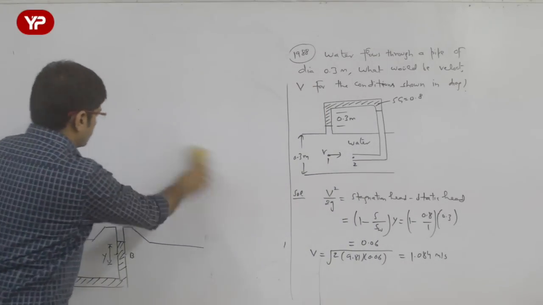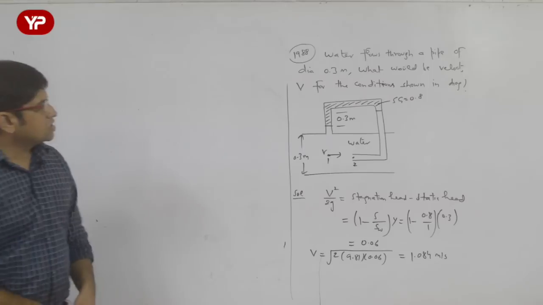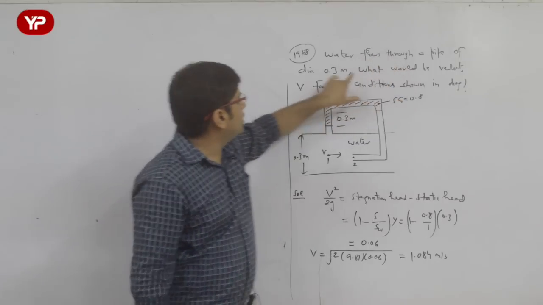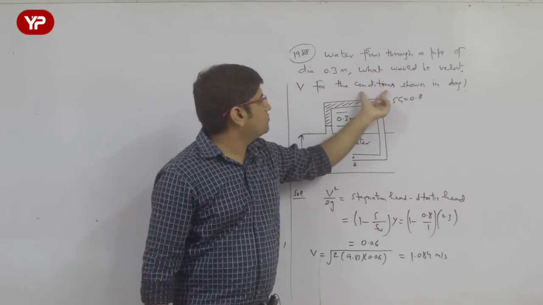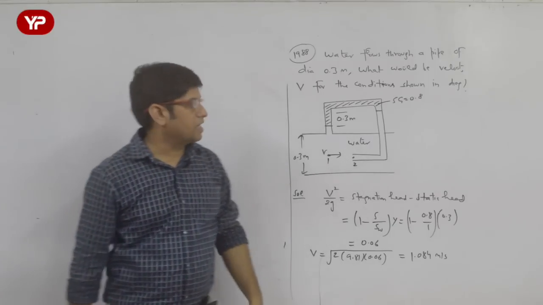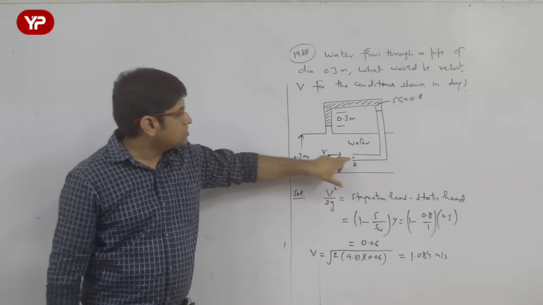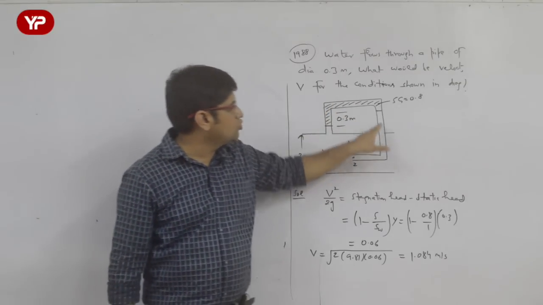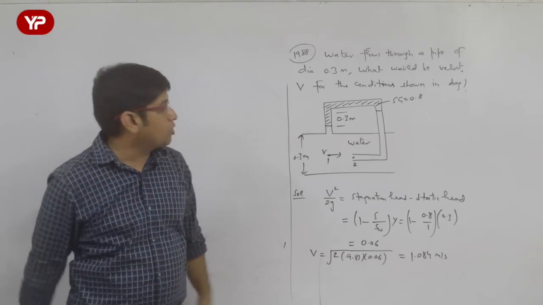Now let me go for the next question. Let me read it out. This question is for the pitot tube, inverted U-tube pitot tube. Water flows through a pipe of diameter 0.3 meter. What would be the velocity V for the conditions shown in the diagram? There is section 1 where the velocity of flow is V. Section 2 is inside the pitot tube, and it is an inverted U-tube manometer. So the pitot tube and piezometer are connected to make an inverted U-tube manometer.